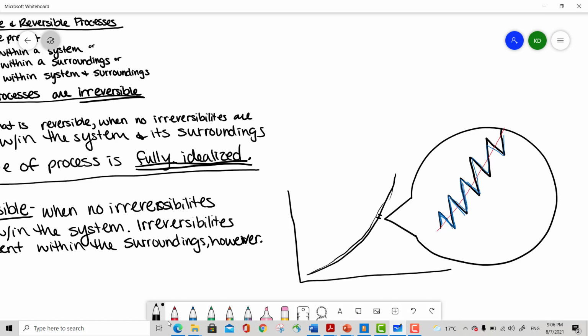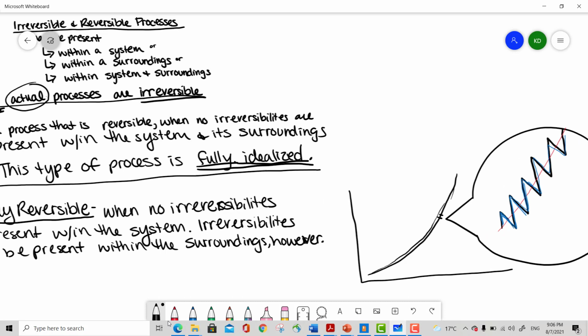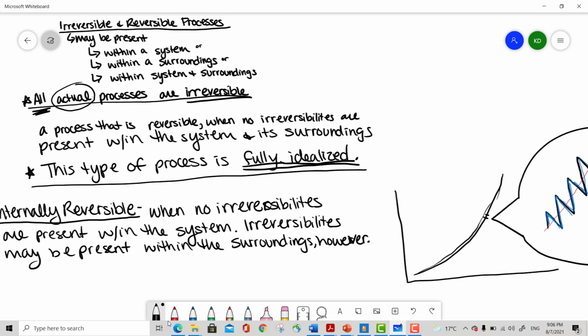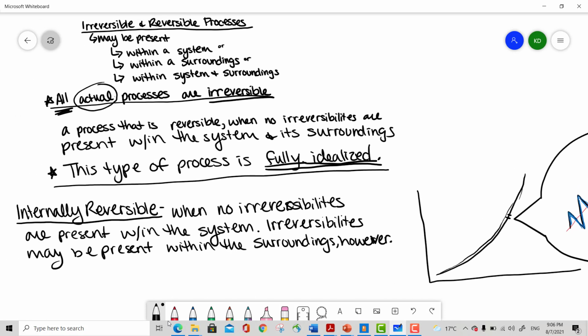So that's why we say we can have an internally reversible situation that is quasi-static, because it's on such a small and slow scale that these differences are trying to equal out, trying to reverse itself, undo itself. It's just such a small amount.